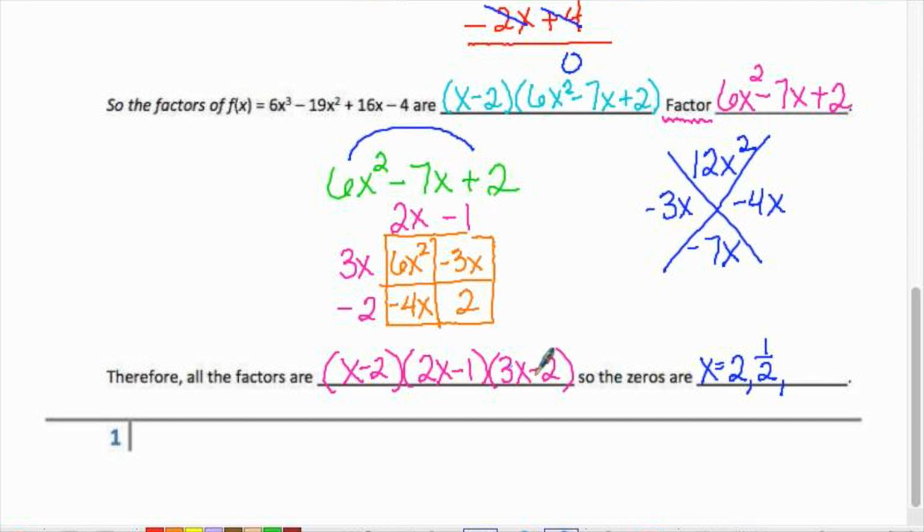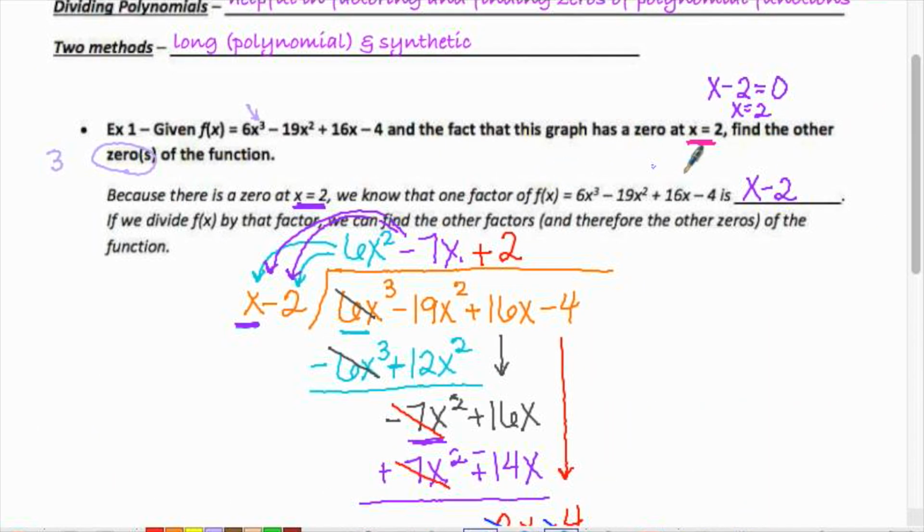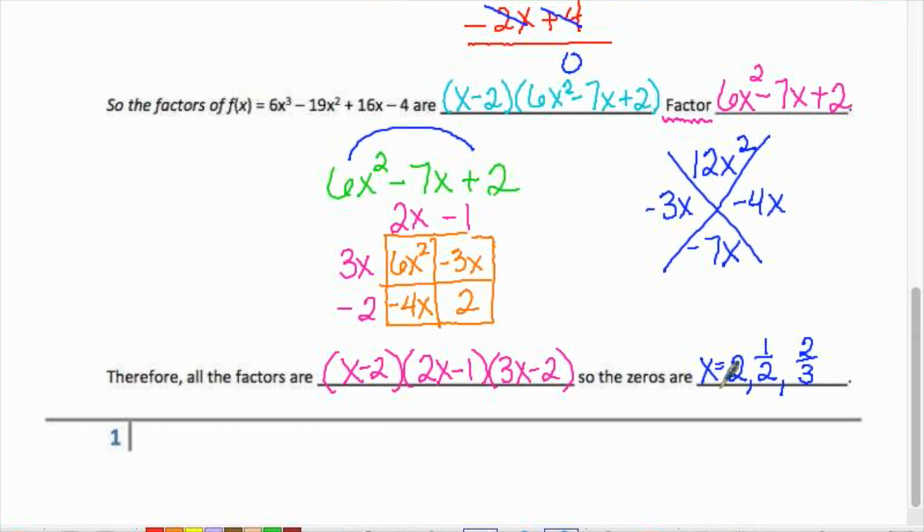And here, if we set it equal to 0, we would add the 2, divide by the 3, and we would have 2/3. Okay? So, again, we started up here with one big polynomial and one of the zeros. We knew there had to be a total of 3 zeros by the time we were finished because the degree was 3. So then I come all the way down here. We were given x equals 2, and we were able to find x equals 1/2 and x equals 2/3.